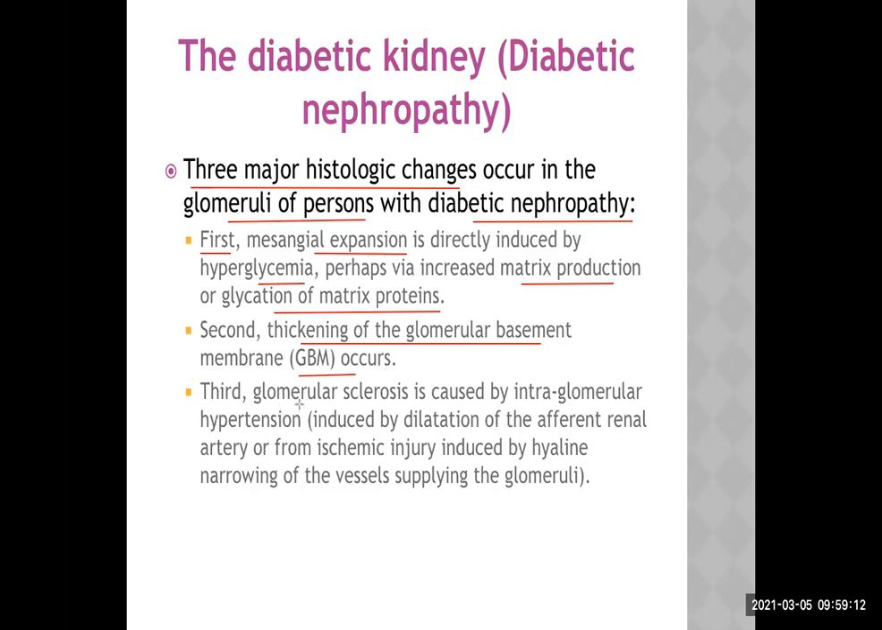And third, there is sclerosis of the glomeruli, which is caused by intraglomerular hypertension. Now, this intraglomerular hypertension is induced by dilatation of the afferent renal artery, or from ischemic injury induced by high narrowing of the vessels supplying the glomeruli. So what is the meaning? Let me repeat again. Intraglomerular hypertension is induced by dilatation of the afferent renal artery.